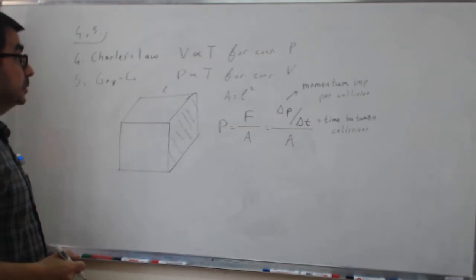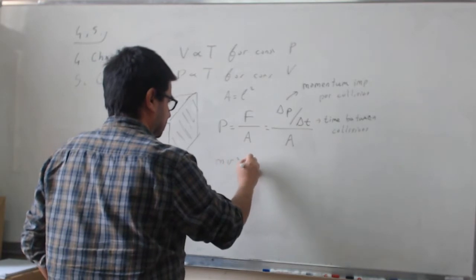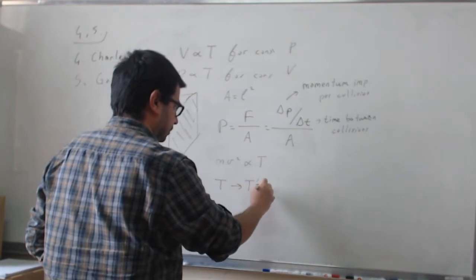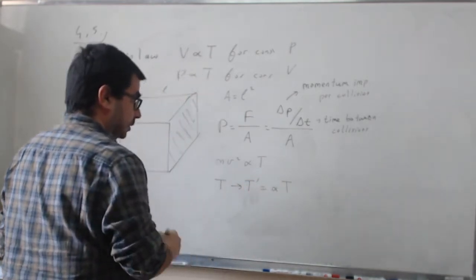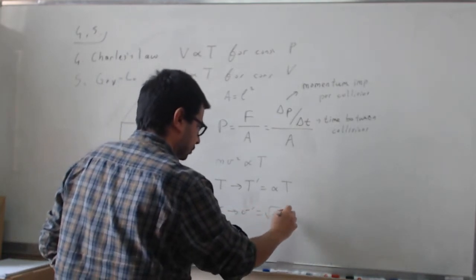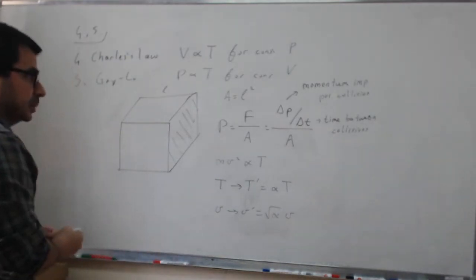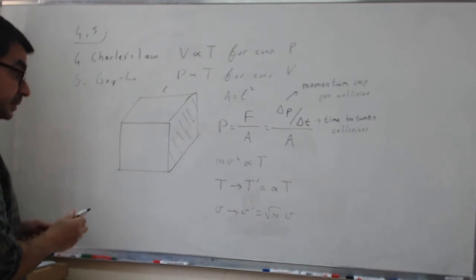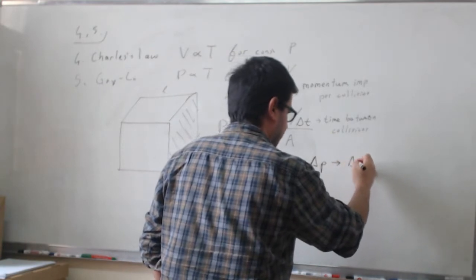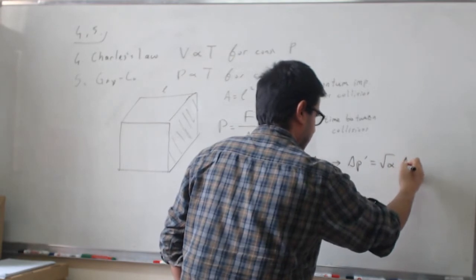Let's say that I'm changing temperature. So temperature is related to velocity. As you know, mv squared is proportional to T. So let's say I change my temperature to some T prime, which is, let's say, alpha times T. In this case, my V should change to some V prime, which would be just square root of alpha times V. And this is going to have an effect on this delta P and delta T. So delta P is going to get to delta P prime, which should be just square root of alpha times delta P.